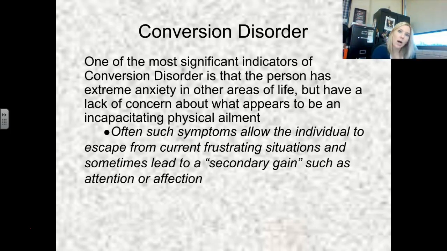One of the most significant indicators of conversion disorder developing is that a person has that extreme anxiety that we talked about, that stress, in another area of their life, okay? But here's the thing, there's a lack of concern about what appears to be some kind of physical ailment that is incapacitating them at that point in time, okay? So ultimately what's presenting itself there is it allows a person to escape from that stress by leading to what is called a secondary gain, such as attention, affection, things along those lines. So if you looked at the scenario of the guy in Band of Brothers who goes blind, well, if he goes blind, he can't participate in any other attempt of that war to fight the Nazis. Okay, so that would kind of help him circumvent around that stressful event or life circumstance.